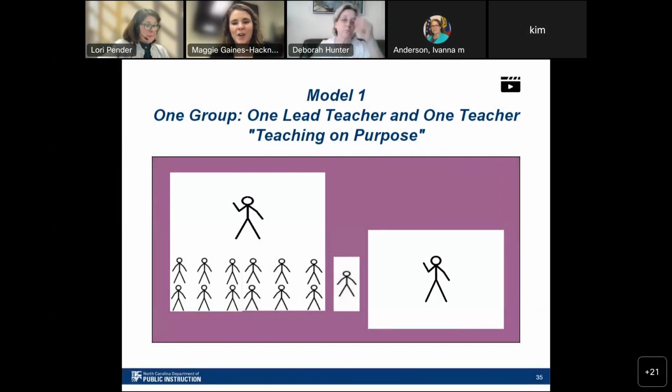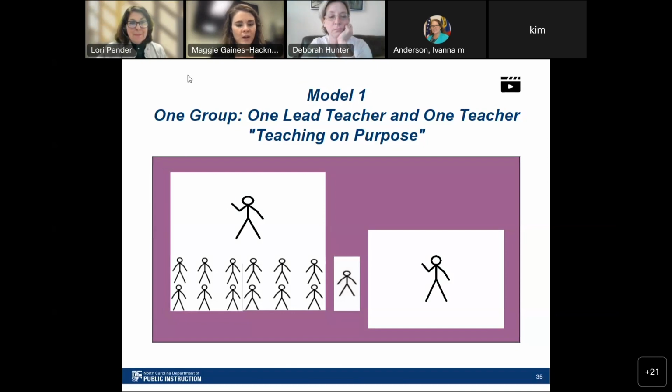All right, so with model 1, as Lori said, we are going to go one at a time, and we're going to talk about each model, and then we're going to show you some video clips for each model. Feel free, please use your handout while we're going through the different models. Take notes. It can help you throughout this entire process. These videos were training videos that were prepared in Washington State.